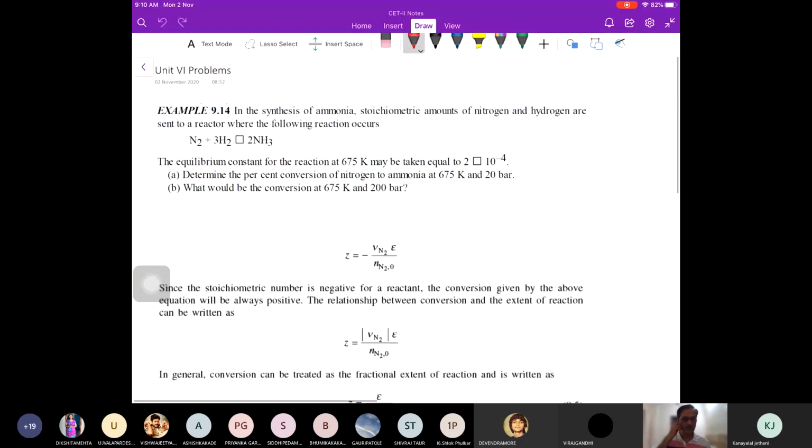In this example, Z is taken from the previous example, which was again for ammonia only. We had seen example 9.2 for ammonia, and Z was given as minus nu of nitrogen, which is the limiting reactant, into epsilon divided by n of nitrogen at n_0. What does it mean?